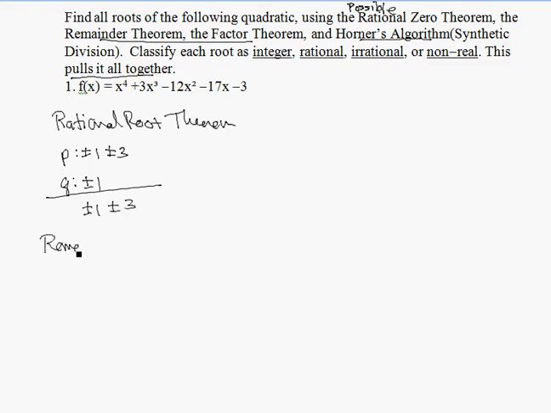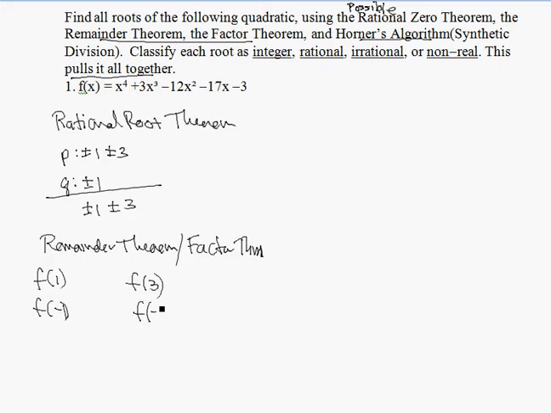So now we're going to use the remainder theorem / factor theorem. Pretend I wrote factor theorem there. And we're going to evaluate the function at 1, -1, 3, and -3. Again, the whole purpose of this is to find the roots. So we want to hopefully get a couple of values here that are equal to 0.